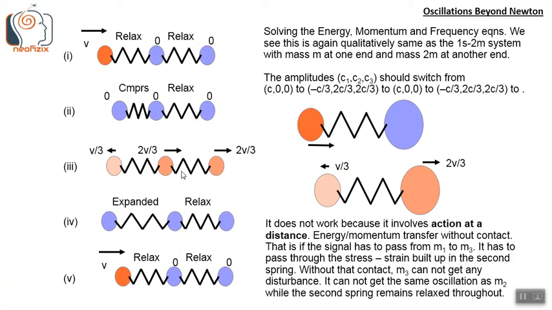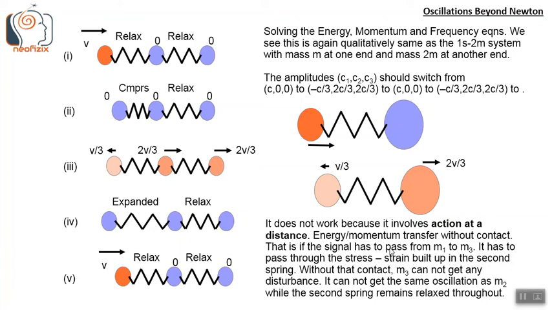In the one state, only m1 is moving, the other two masses are at rest. And in the other state, the second and the third mass are moving with twice the velocity of the first mass in magnitude, but in the opposite direction. But this solution does not work. It is not realistic, because it involves action at a distance, that is, energy and momentum transfer without contact.